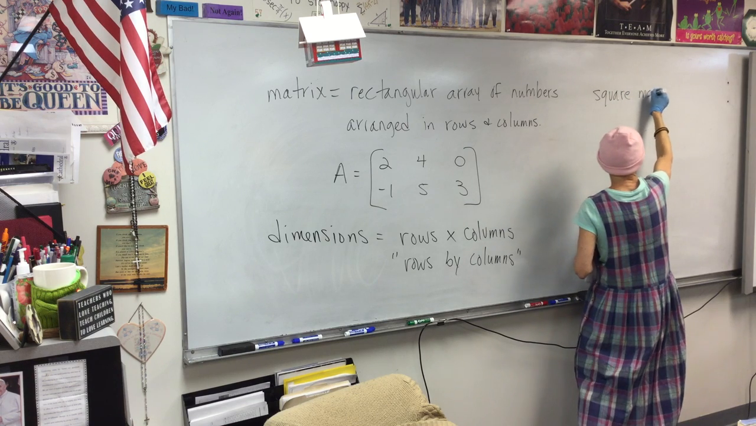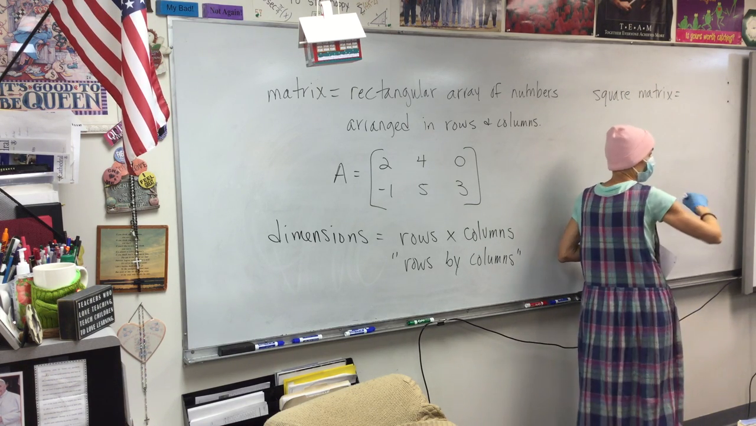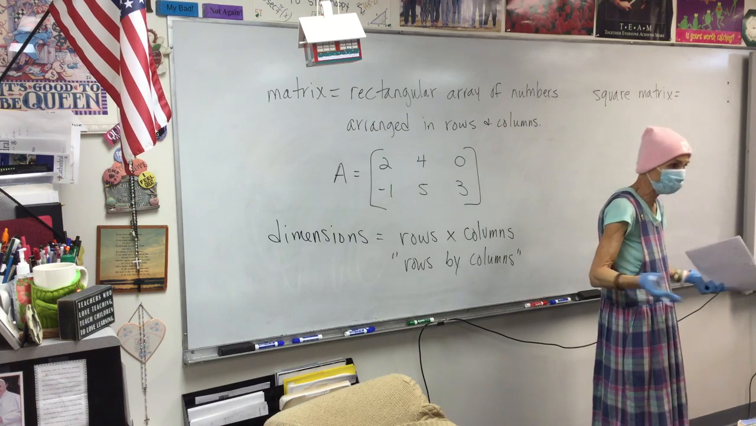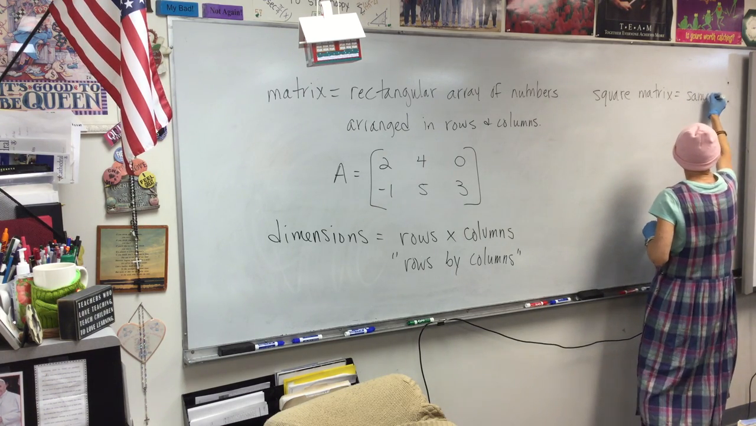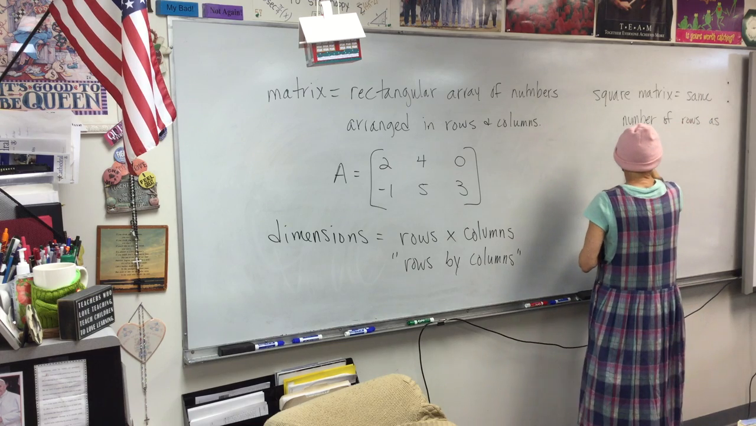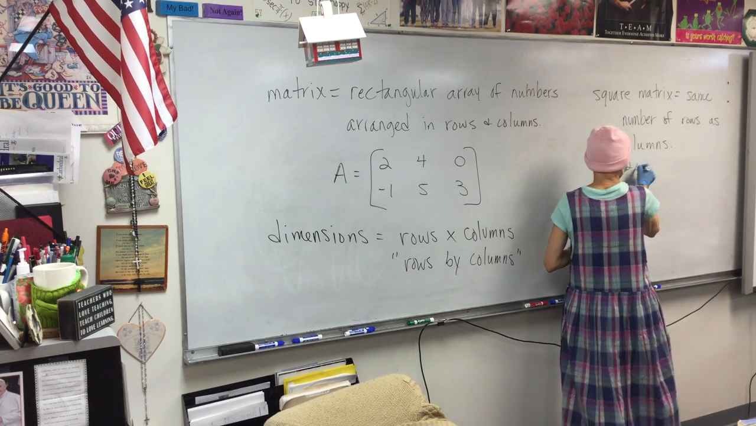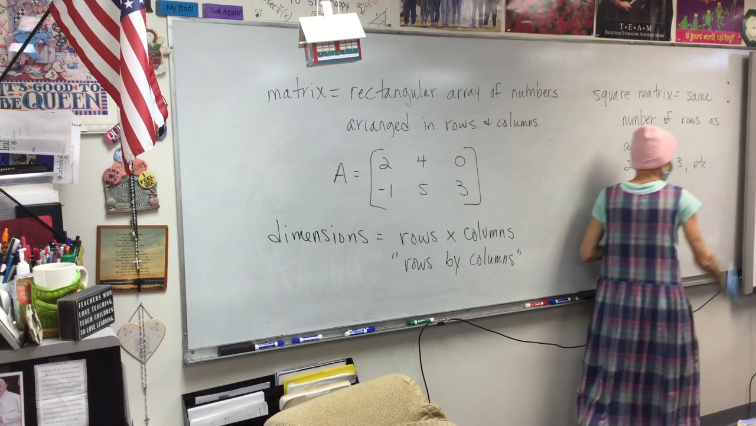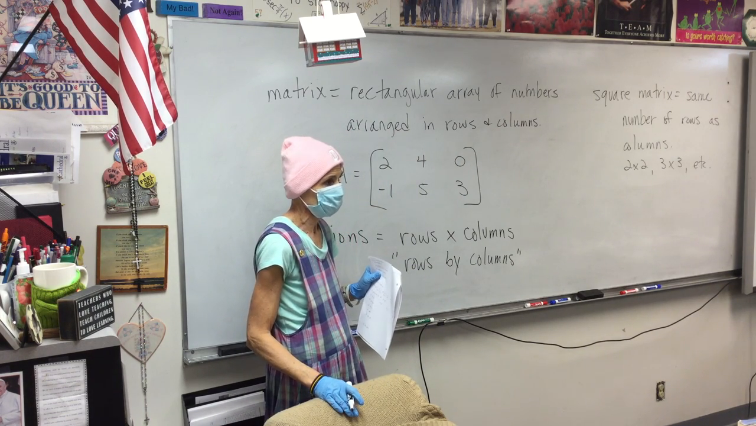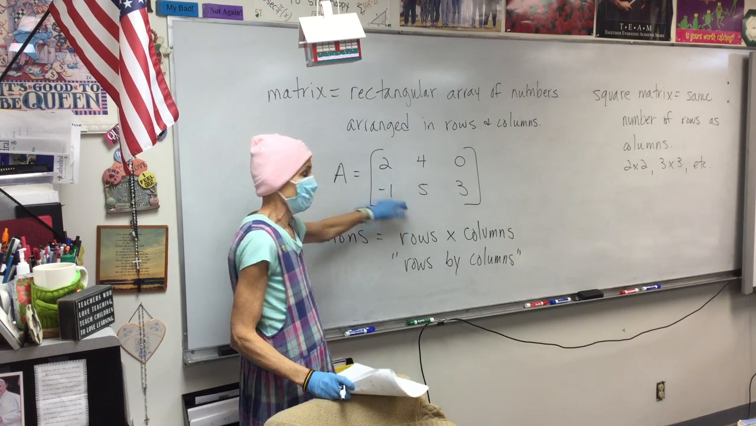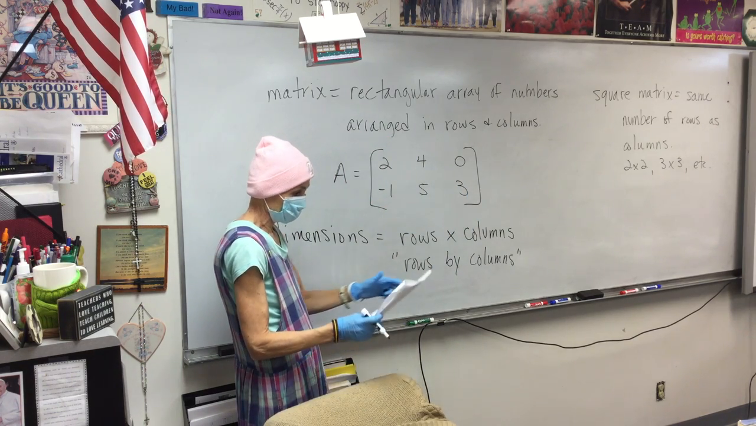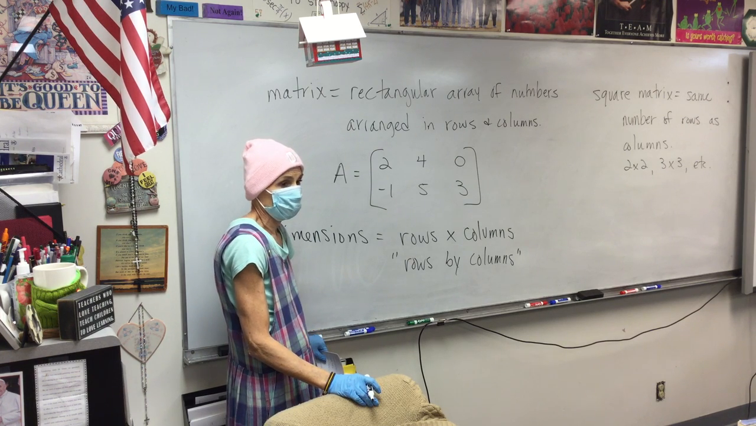To have the same number of rows as columns, you're square. So if you had two rows and two columns, 2 by 2, square. 3 by 3, 4 by 4, that's what it means to be square. Same number of rows as columns. In matrix land, squares are the most special. We love squares. This one is not square because it has 2 rows and 3 columns. Everybody with me still?